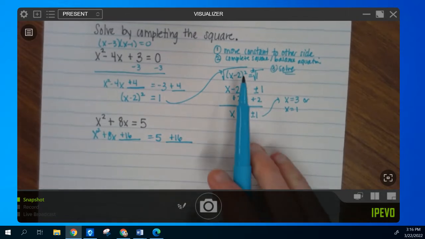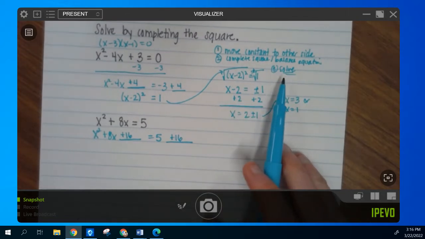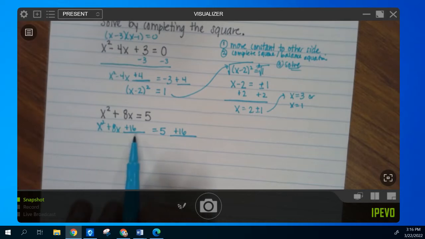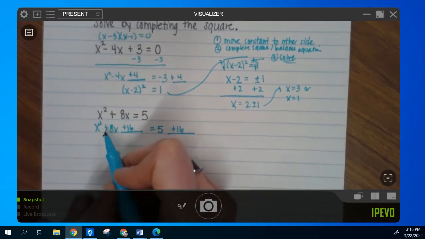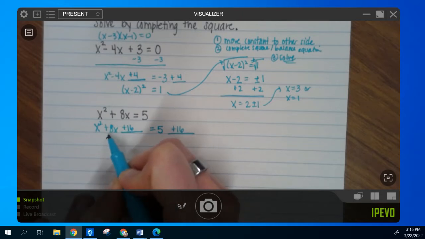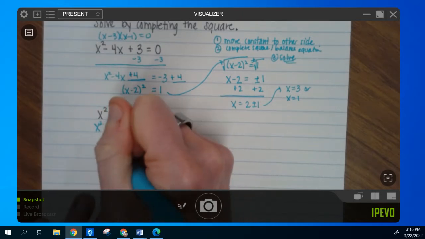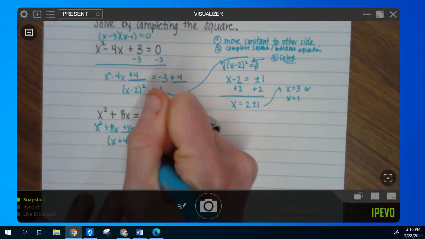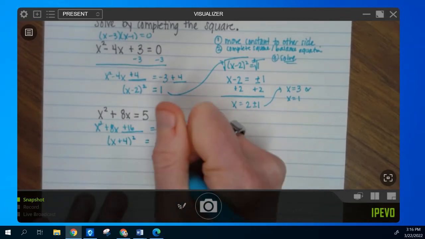Once I complete the square and balance the equation, I'm going to solve it. So in order to solve it, I start by factoring this left side. So again, it's a perfect square. So 4 times 4 makes 16, and 4 plus 4 gives me that 8. So this would factor as that quantity of x plus 4 squared, and then 5 plus 16 is 21.